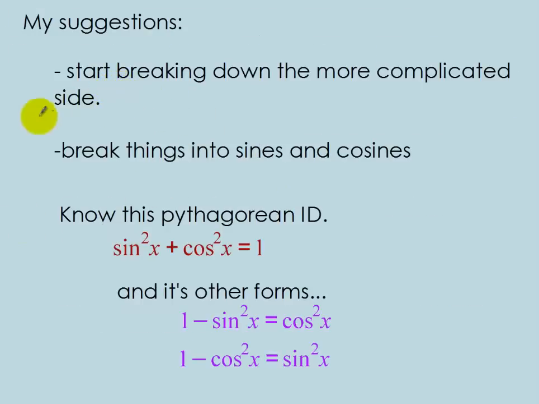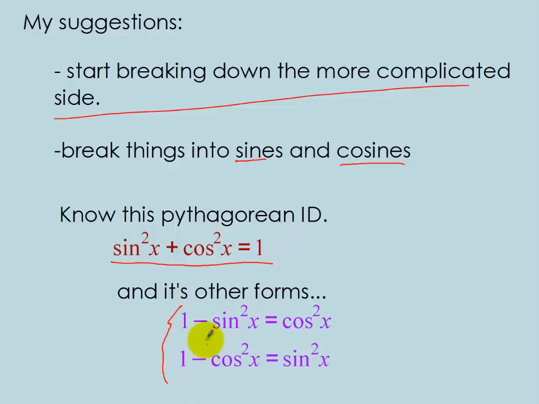Some other rules. Not only just break down the more complicated side, break things down into sines and cosines, because those are easier to manipulate. And also know those Pythagorean identities, especially this one, sine squared plus cosine squared equals 1. That's used so much. And its other little forms right here, 1 minus sine squared x equals cosine squared, and 1 minus cosine squared equals sine squared. So know these identities. Whenever you see sine squareds and cosine squareds, especially being added and subtracted, think that maybe we're going to use one of those identities.